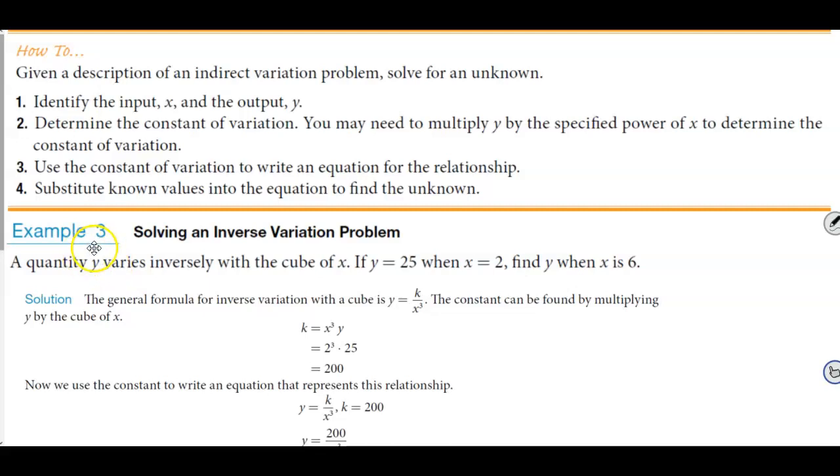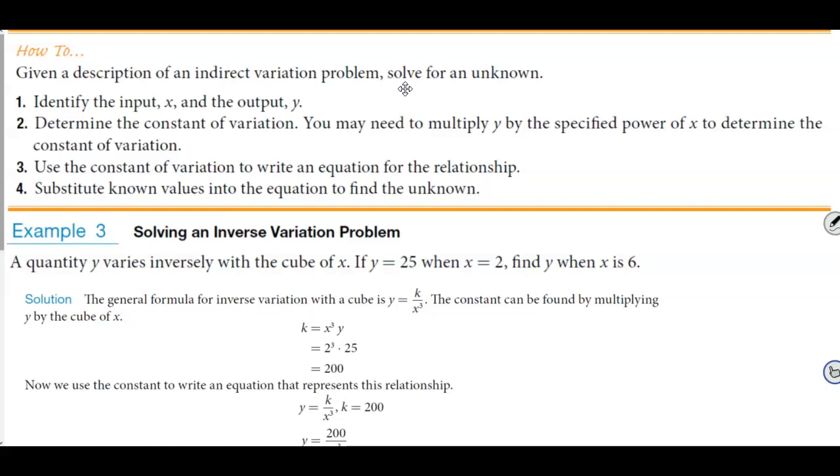Okay, now in example 3, we're going to solve an inverse variation problem. So how do we do that? Given a description of an indirect variation problem, solve for an unknown. Number 1, we identify the input x and the output y. Number 2, determine the constant of variation. You may need to multiply y by the specified power of x to determine the constant of variation.